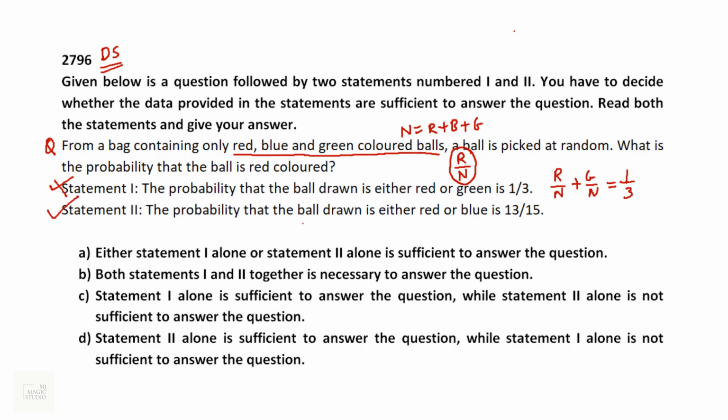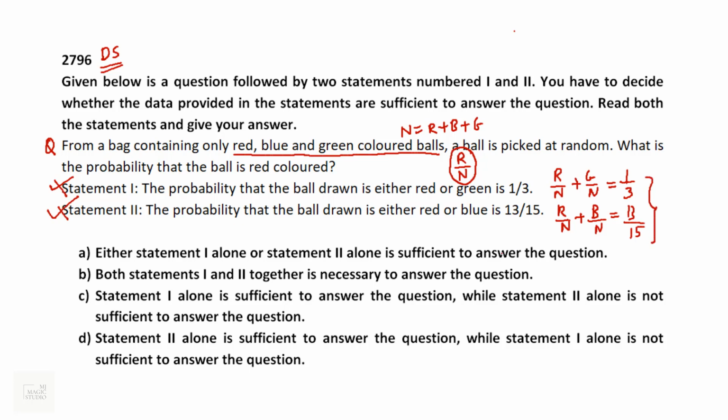Statement 2 says the probability that the ball drawn is red or blue, that is R by N plus B by N, is 13 by 15. Again here, we don't have the value of B by N to find the value of R by N. Statement 2 alone is also not sufficient to find the answer.